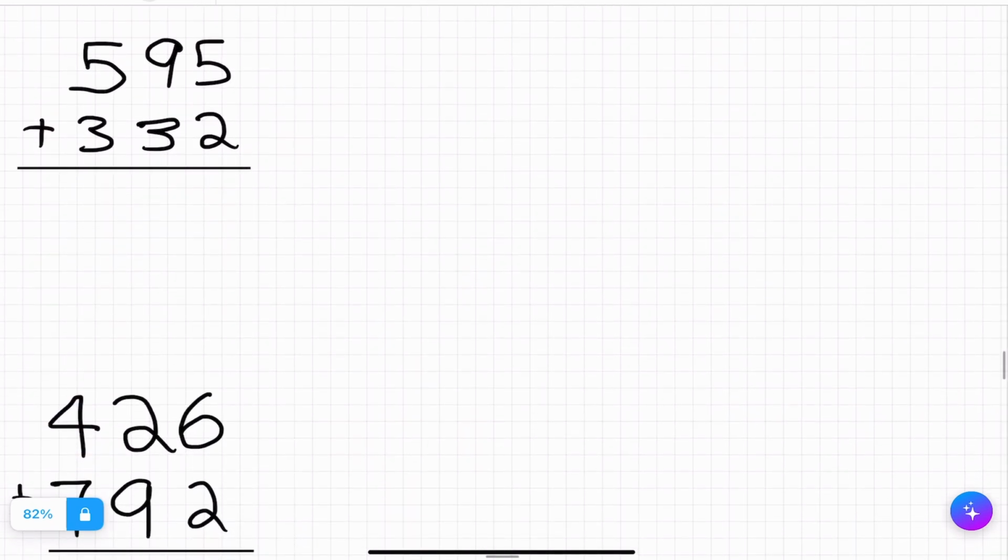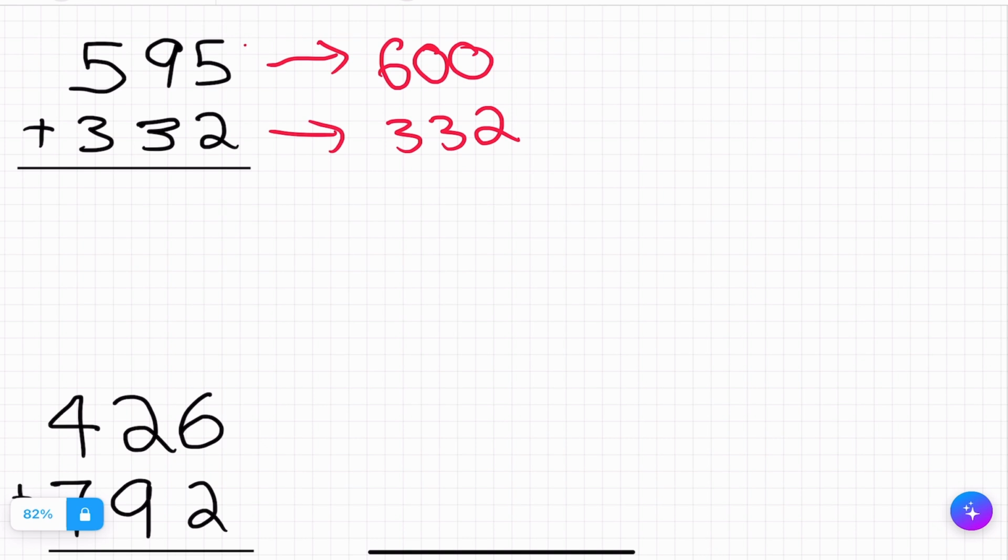We have 595 plus 332. The first thing that we're going to do is break this down. So 595 can be turned into 600, and then we'll just keep 332 as it is. To get from 595 to 600, you added 5, and that will be important later. But right away, we can see that 6 plus 3 is 9, and we keep the other numbers. 932.